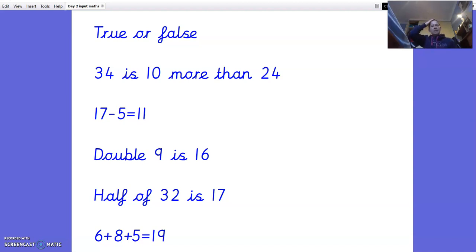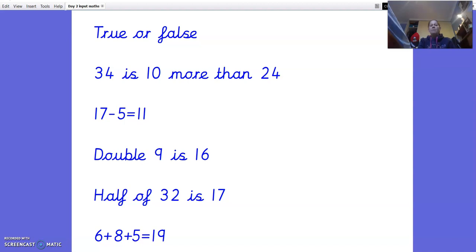So I'm going to put 17 in my head and I'm going to count back 5. So 17, 16, 15, 14, 13, 12. So 17 take away 5 is 12. So that one is false. The next one, double 9 is 16. You might have done this already in your maths planets. Double 9 is in fact 18, so that one is also false.